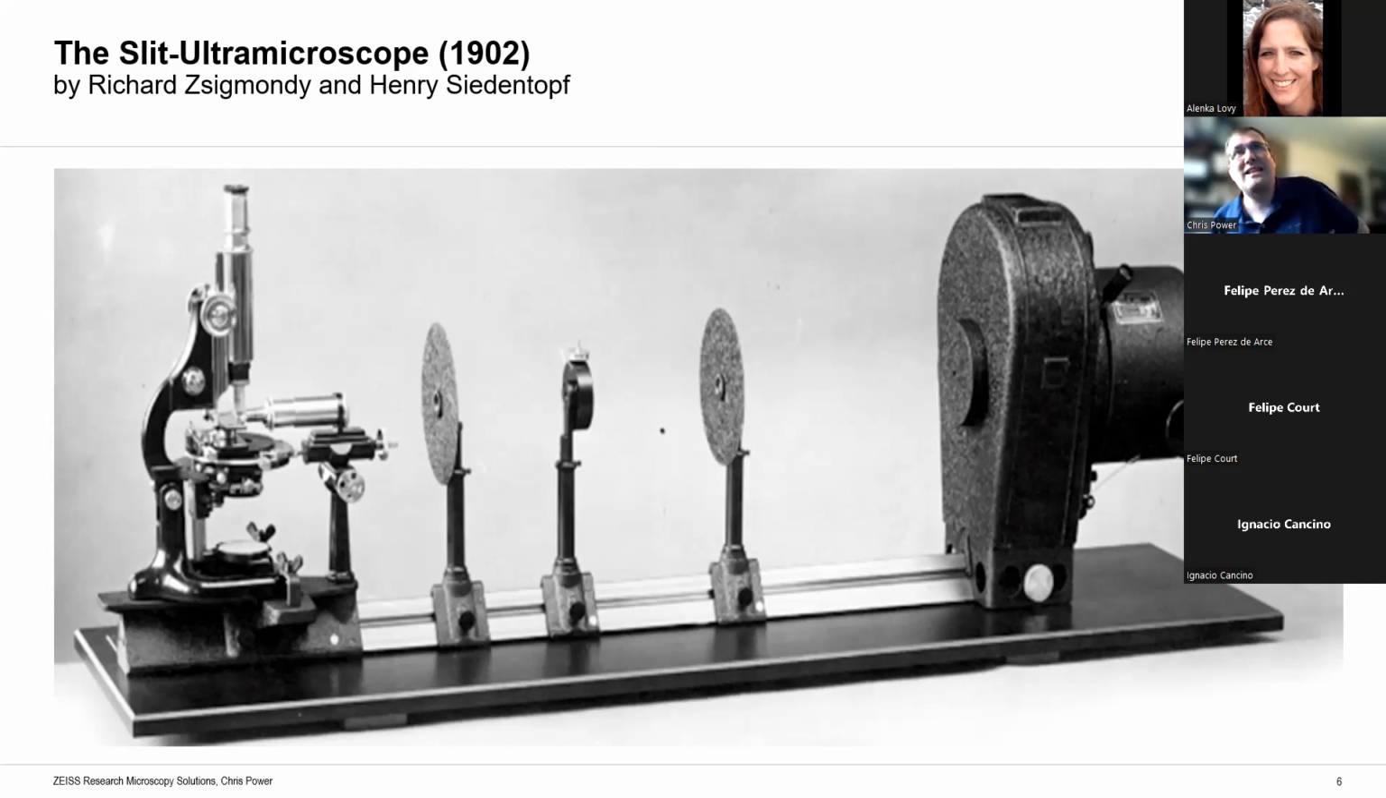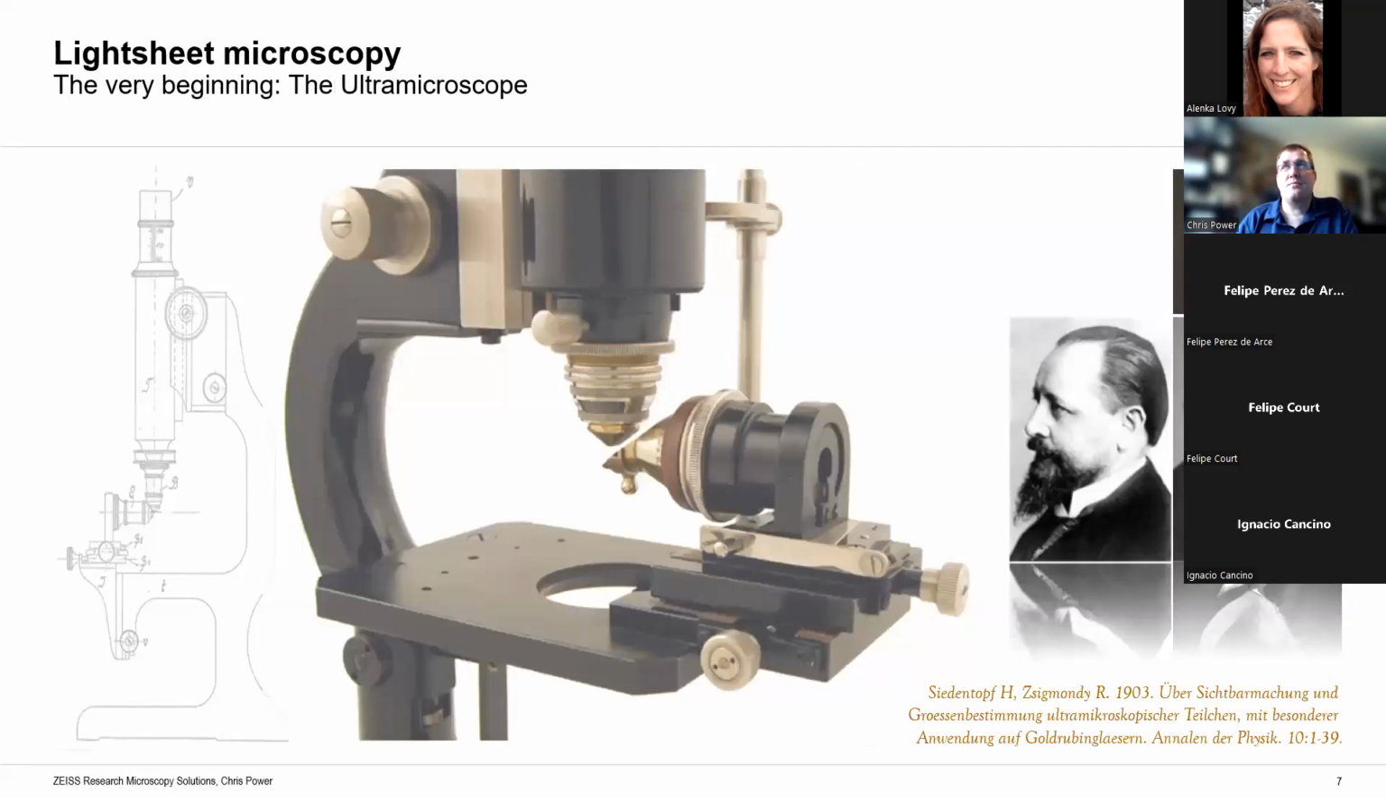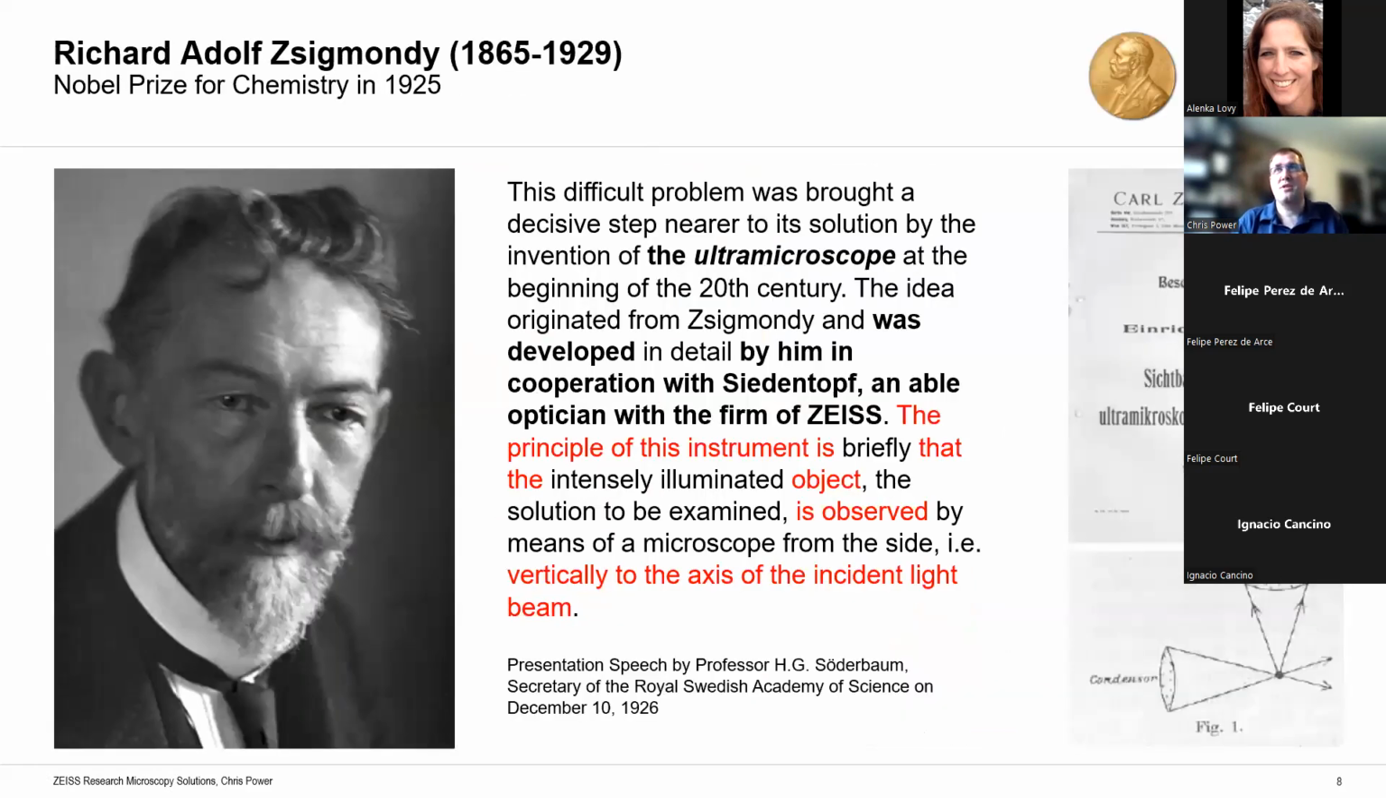Zsigmondy and Siedentopf came up with this design, where you basically had an upright microscope, but you shone light from 90 degrees. And this they did not in fluorescence, but as a form of dark field illumination. And this became commercialized. I think Zeiss sold 6 of them. It was that popular way back then. But it was an interesting enough technique that Zsigmondy went on to win the Nobel Prize in chemistry for some of the work he did on this microscope.